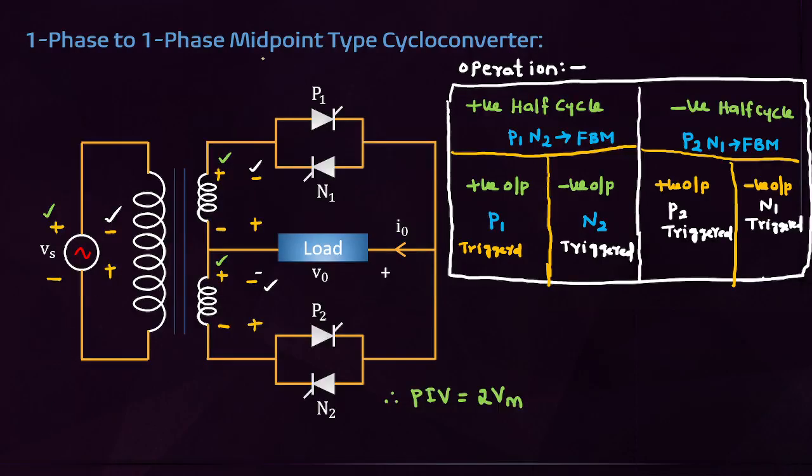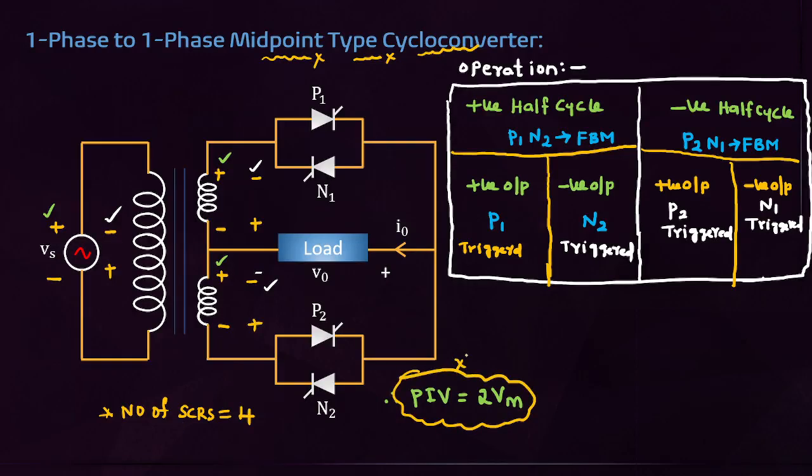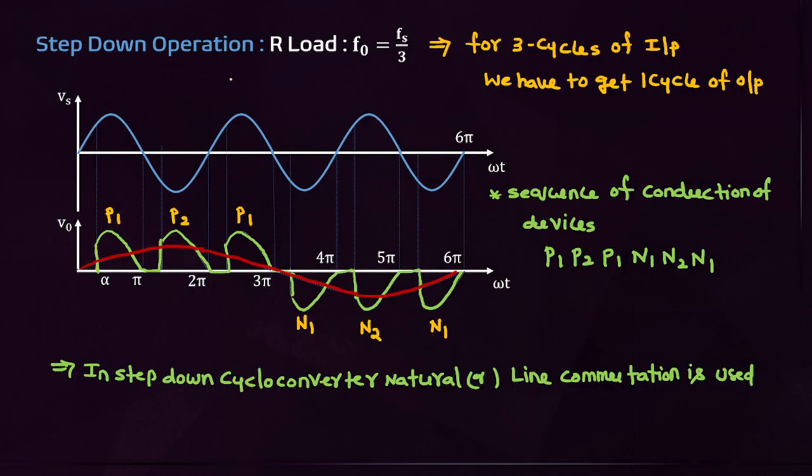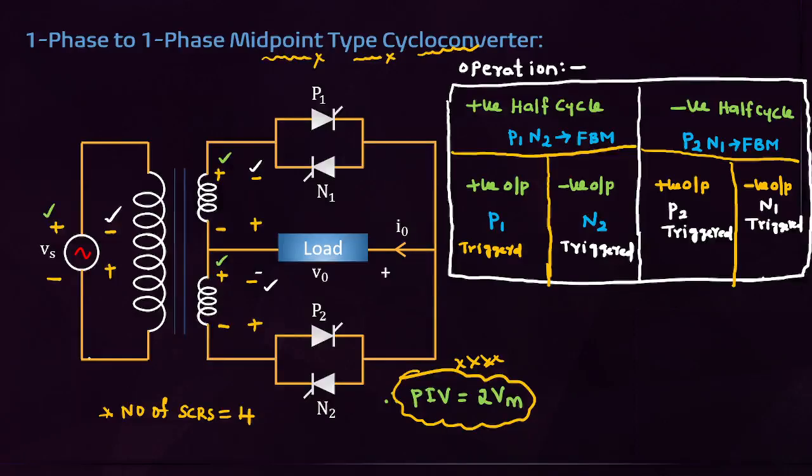Then the single phase to single phase midpoint type cycloconverter. First you have to concentrate on the number of thyristors, the number of SCRs. In the single phase to single phase midpoint type cycloconverter, the number of SCRs is equal to 4. No need to concentrate on the operation. What is the peak inverse voltage of this cycloconverter? The peak inverse voltage is 2Vm. We can operate this cycloconverter in both step up mode and step down mode.